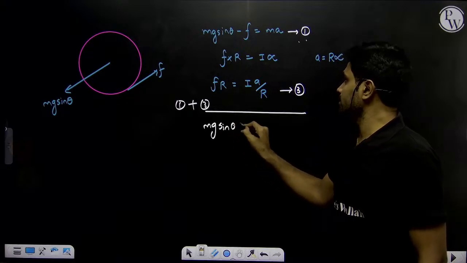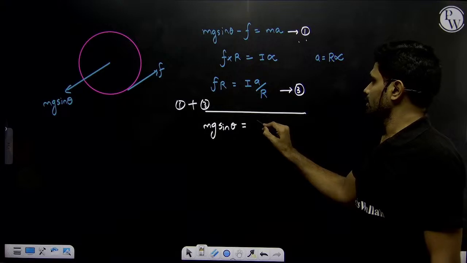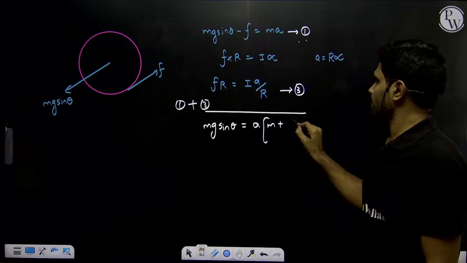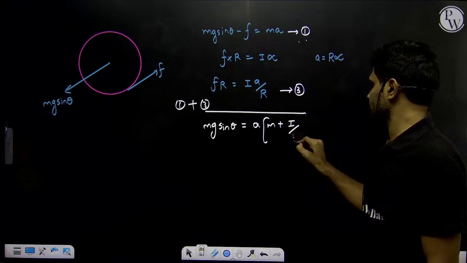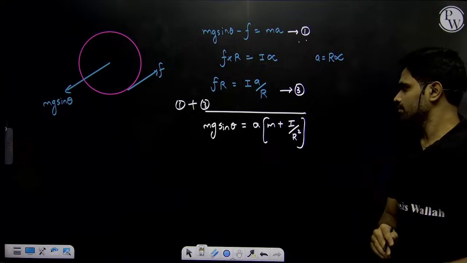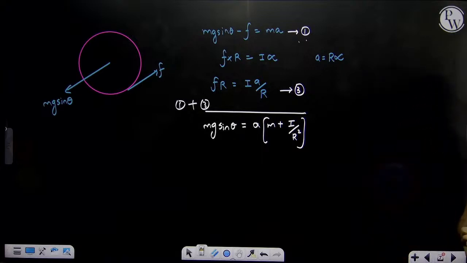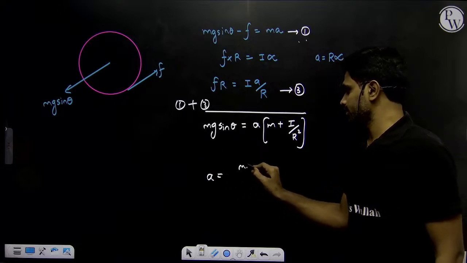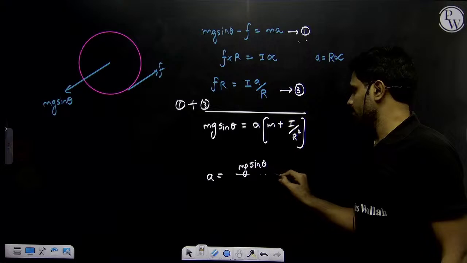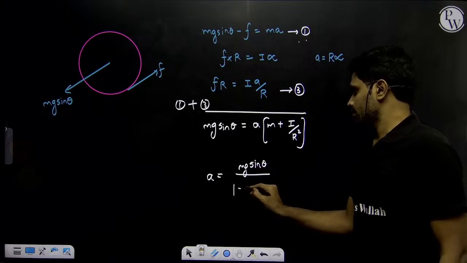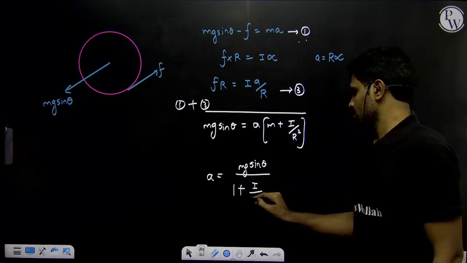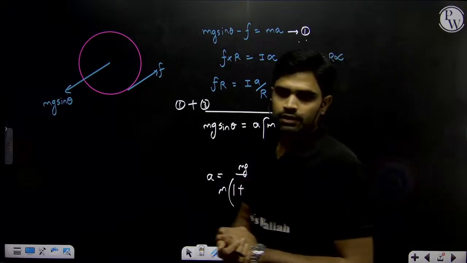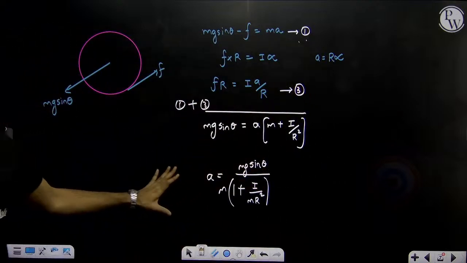You have mg sin theta is, acceleration is common, m plus I by R square, right? So you can send this side, you are going to get a equals mg sin theta by 1 plus I by mR square, right? So that is the derivation for that formula, but anyway that formula is very important, you need to remember this.